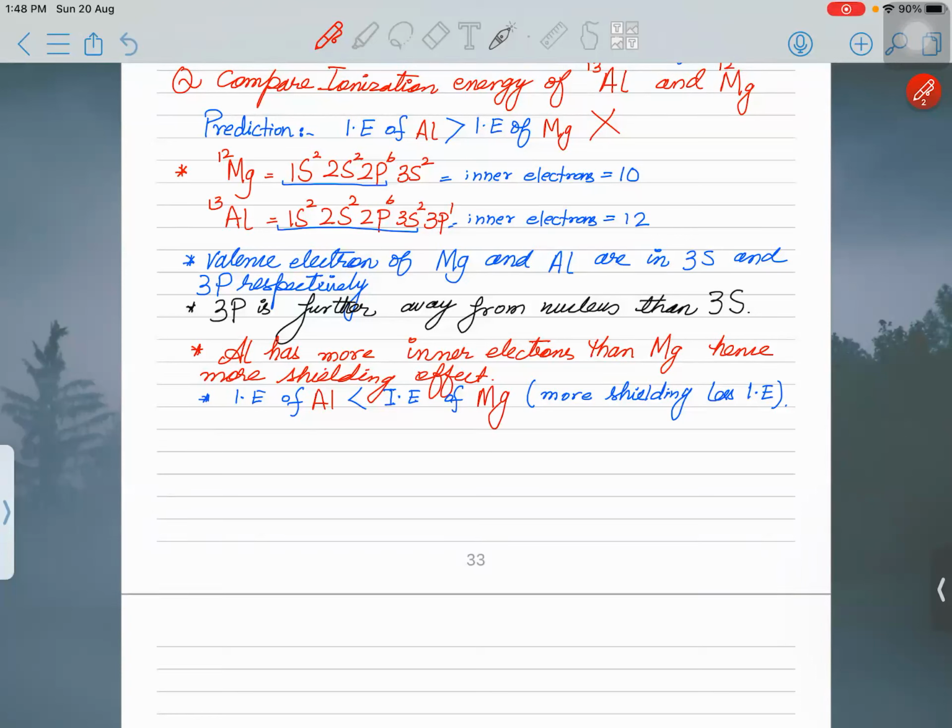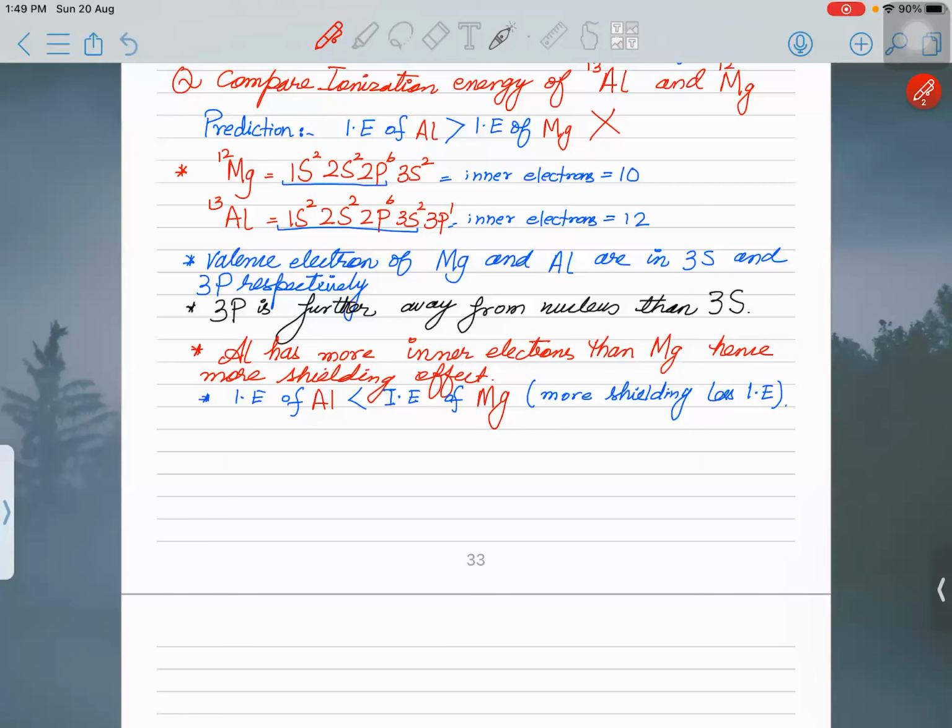You know that magnesium has 12 protons, so fewer protons than aluminum, but due to more inner electrons, and you know that the valence electron is in 3s, there is less shielding in it. So due to less shielding, more attraction. More attraction means more ionization energy. Now, do you have any question regarding BB and ME?